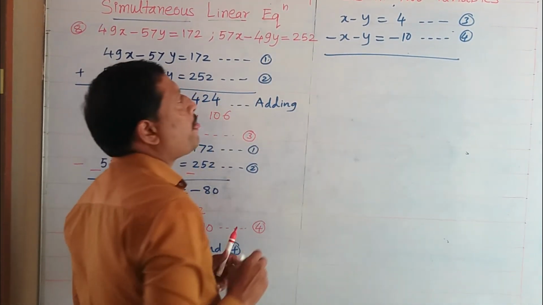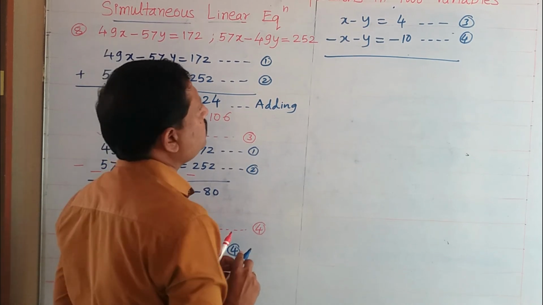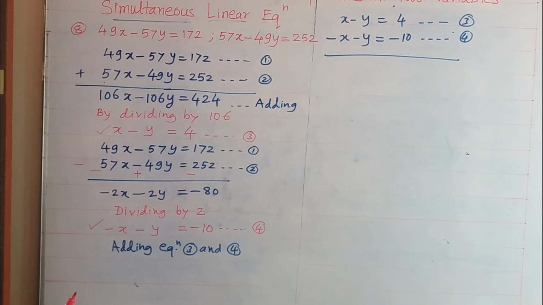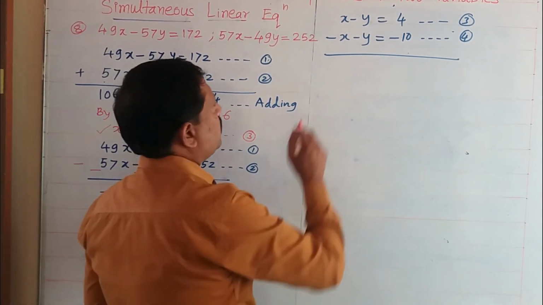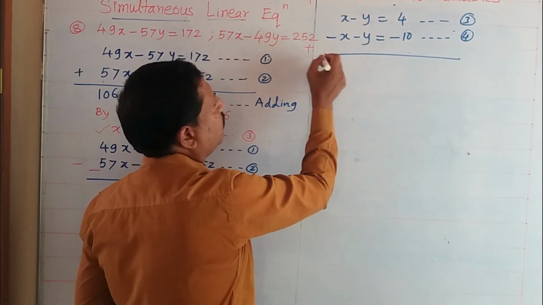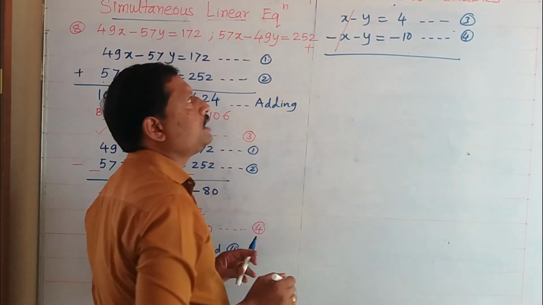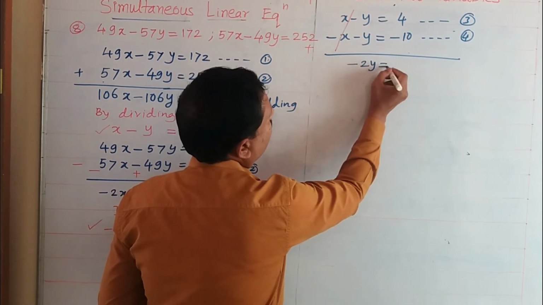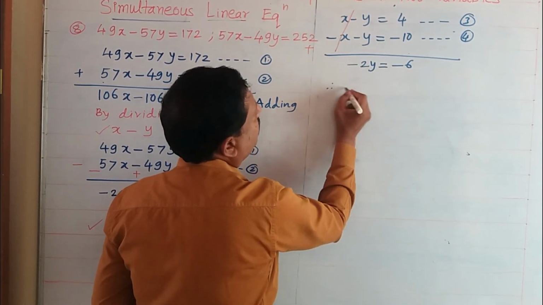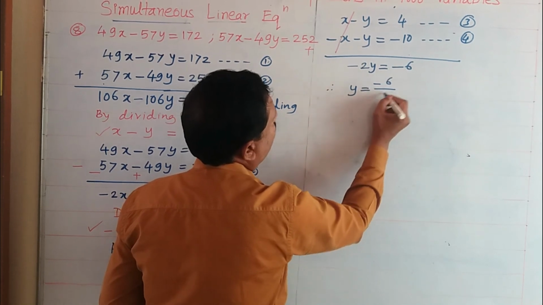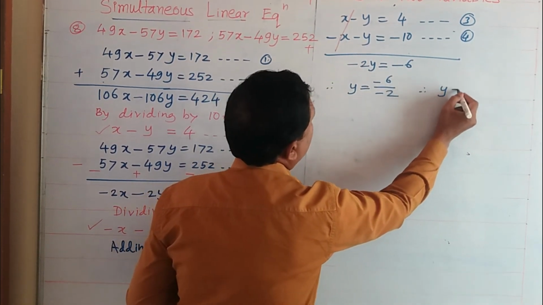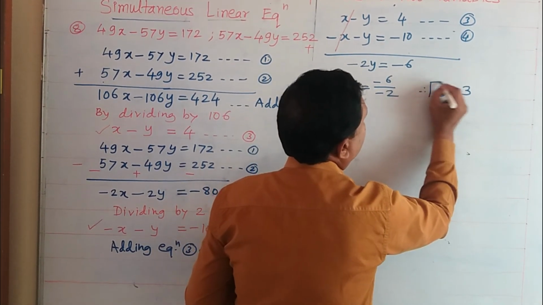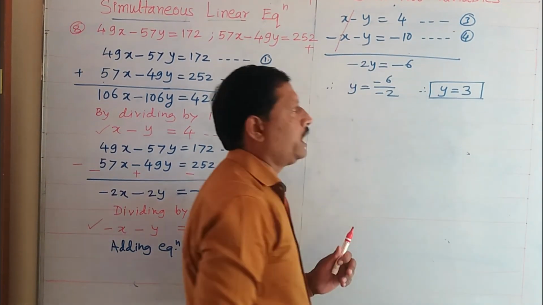Here we have to add. By adding equation number 3 and 4, put here the sign of addition. This x and minus x get cancelled and we get minus 2y is equal to minus 6. So we get y is equal to minus 6 upon minus 2, means y is equal to positive 3. So the value of y is equal to 3.